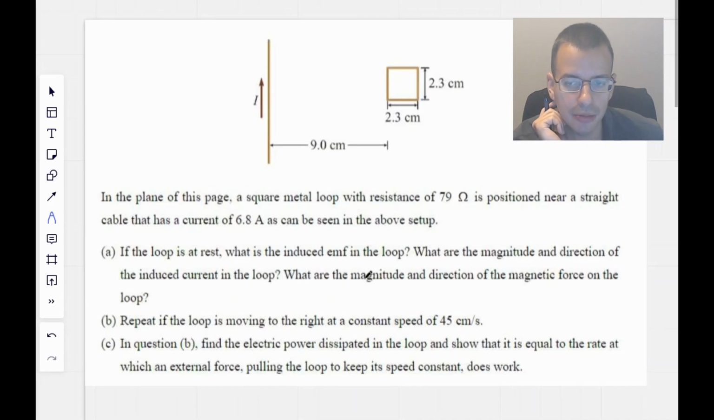What are the magnitude and direction of the induced loop of the current? What are the magnitude and direction of the magnetic force on the loop? And repeat if the loop is moving to the right at a constant speed of 45 meters per second.